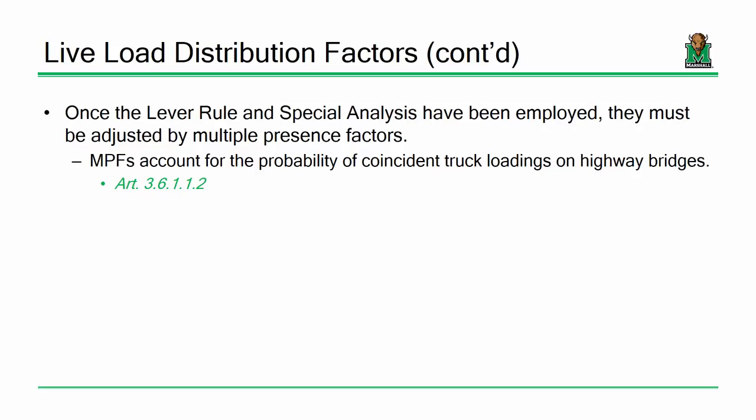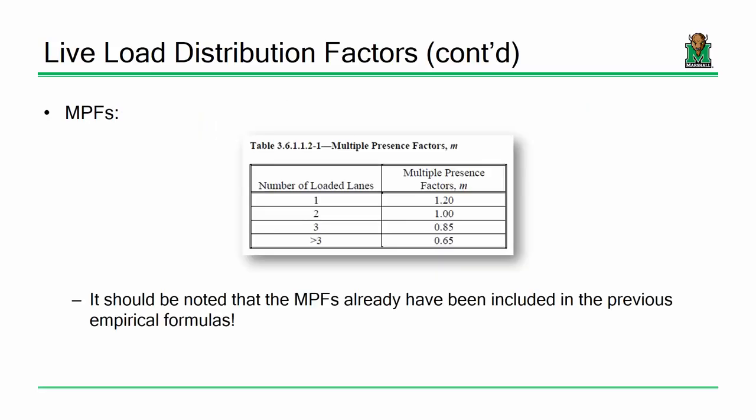We're talking about extreme force effects too, exclusionary vehicles, all right? What's the probability of 4 concrete mixers being side by side? Stuff like that. So multi-presence factors are trying to account for the probability of coincident truck loadings on highway bridges, all right? And the idea is this, that the spec and most of everything we do is built, or at least somewhat built around 2 design lanes.